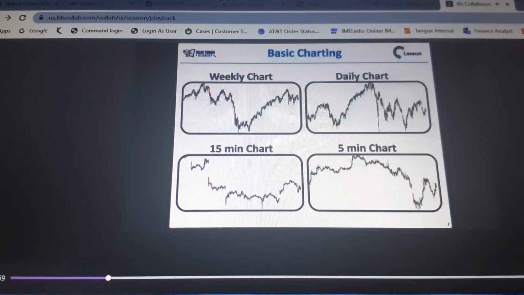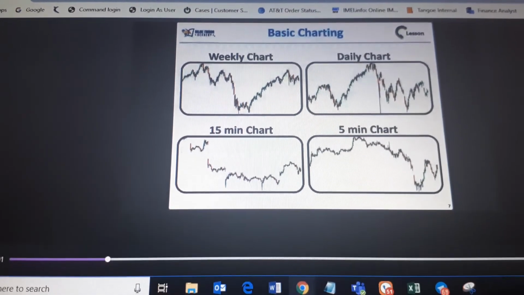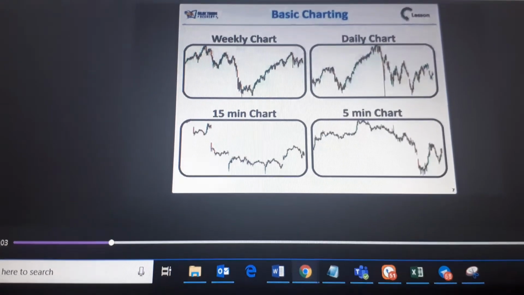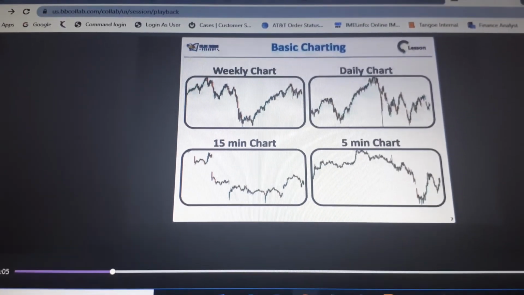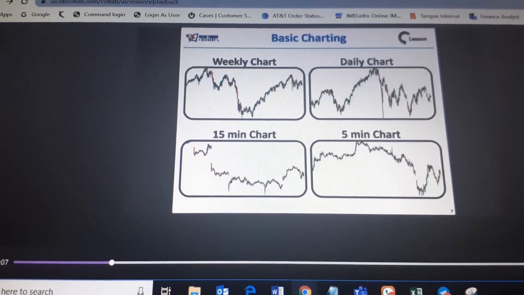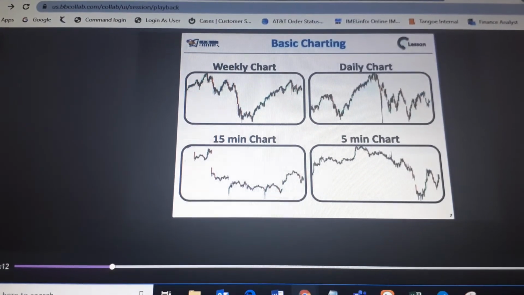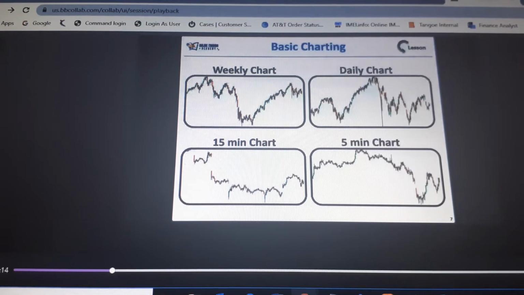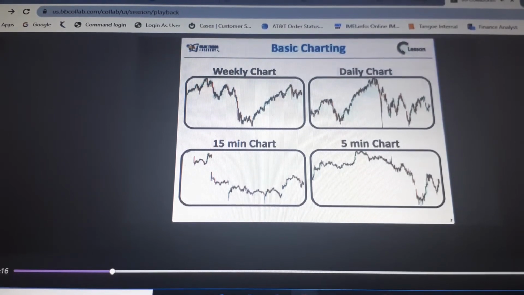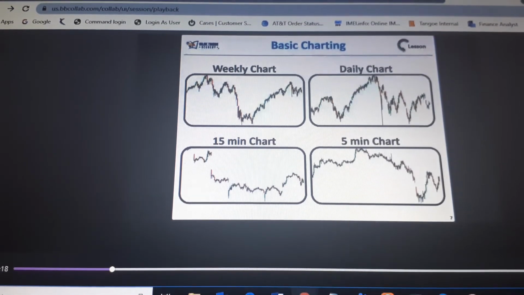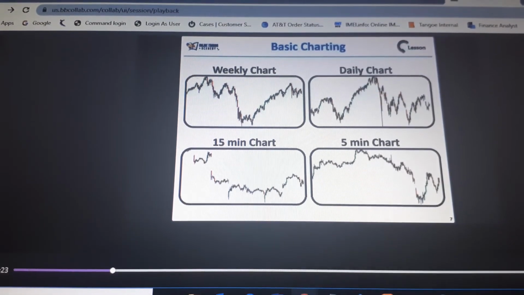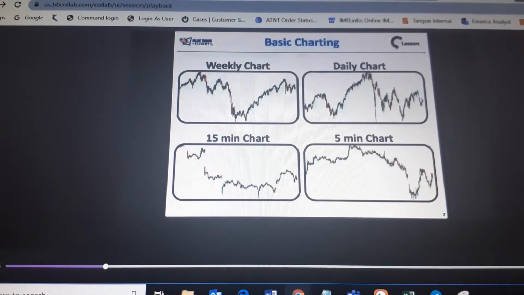Similarly, a daily chart will show you the daily activity of that scrip, the open, high, low, and close for that day. A 15-minute chart will show you a 15-minute activity. So if the candle started at 9:30, it will end at around 9:44 and 59 seconds.